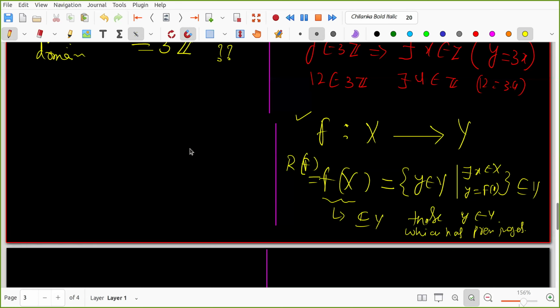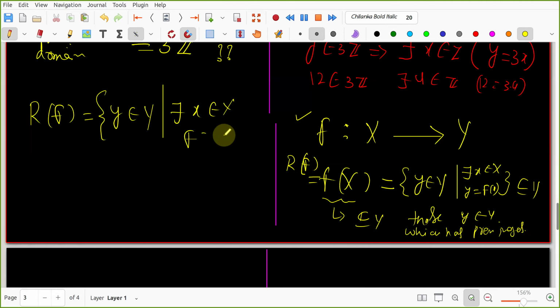Okay. So you understand range? Is it clear? Can you tick yes? Be quick. Are you clear with what the range definition is? So what is the definition of the range of f? Range of f is all those y in Y such that there exists x in X so that f of x equals y. Okay.